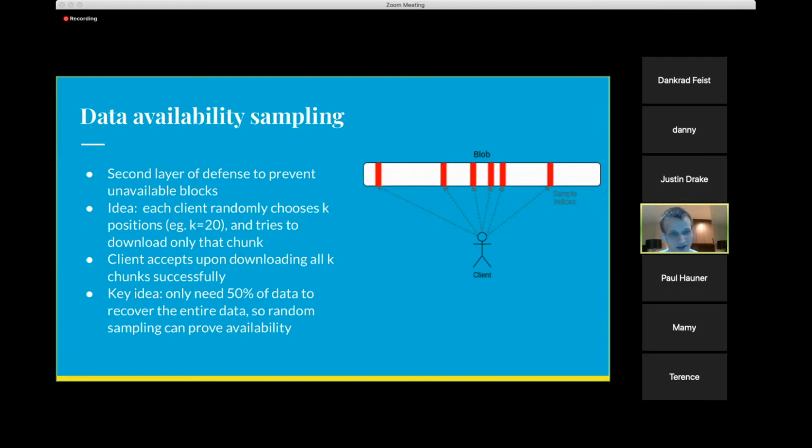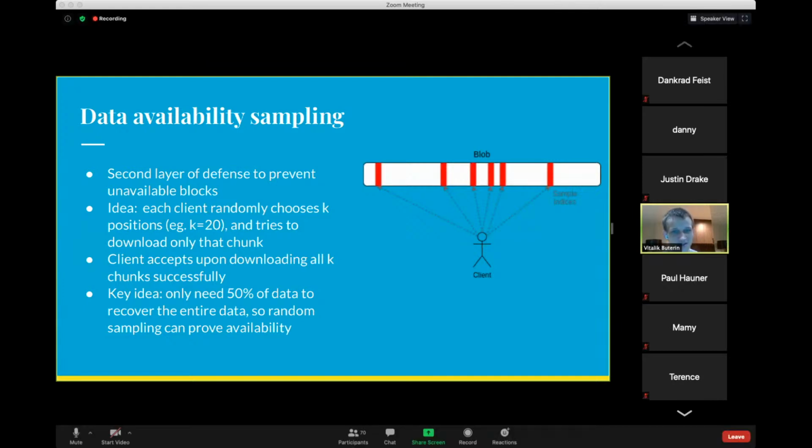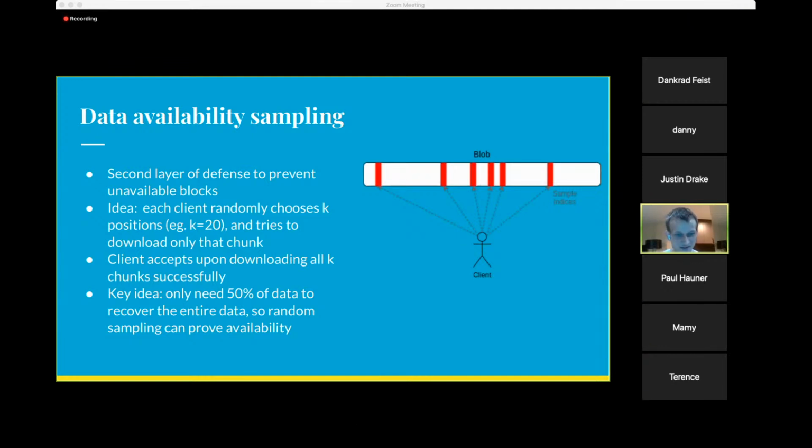Now, there's a trivial way of doing this, which is to download everything. But that would mean every one of these nodes would have to download 1.5 megabytes a second. And over time, we expect the specs on the chain to increase, so it might go up to over 10 megabytes a second. And then you have to multiply that by peer-to-peer overhead. So it becomes unrealistic for all but the most powerful nodes.